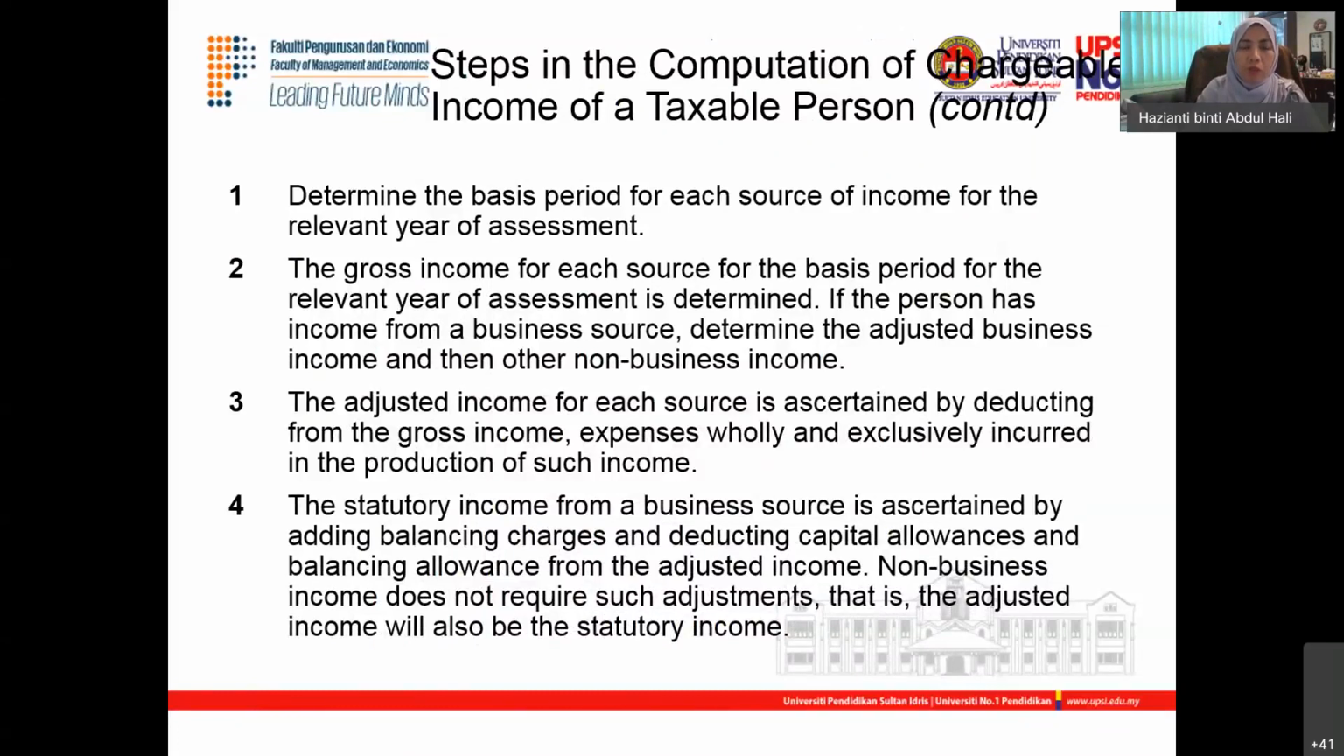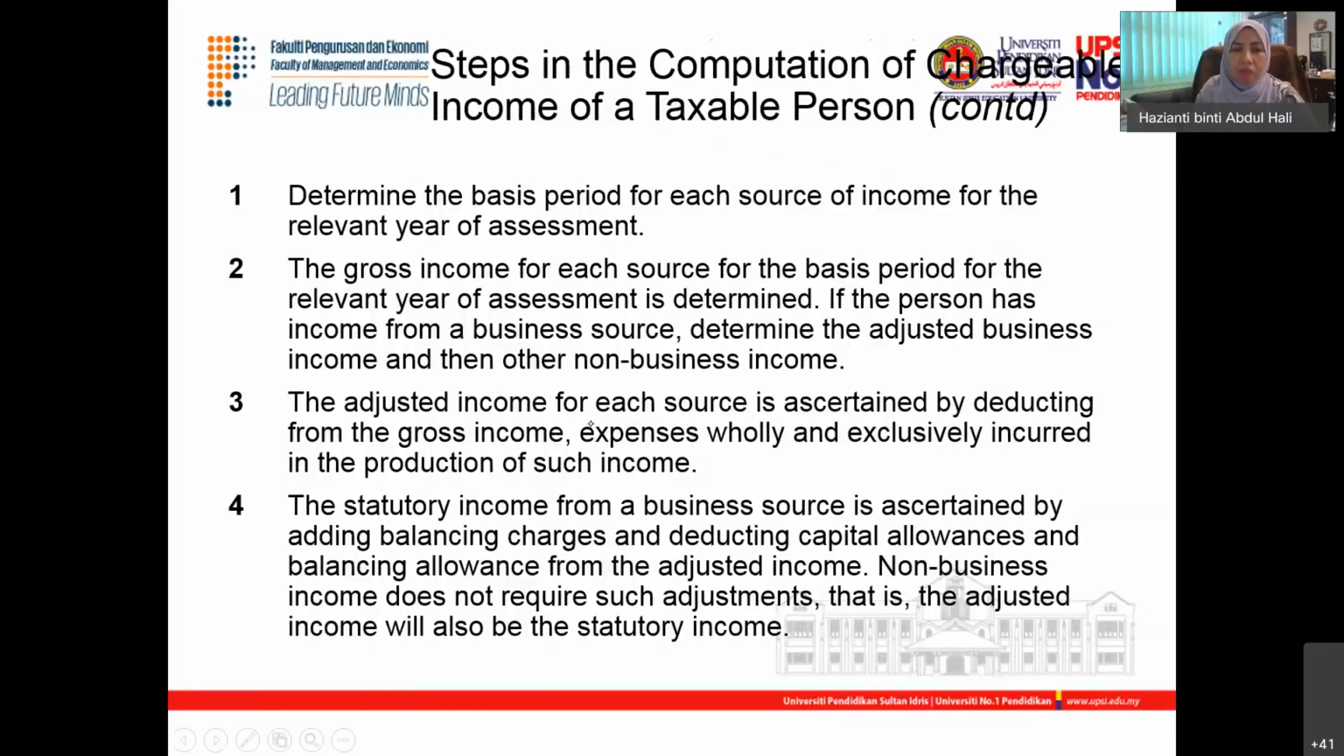As we all know, apa yang kita dah buat so far, we have to determine the basis period. That is why I said the year of assessment is very important. Because especially for relief, year of assessment ni lain tahun, lain relief dia. So you have to be careful with that. And the gross income is determined. So if the person has income from a business source, so we have to determine the adjusted business income and then non-business income dia. Okay.